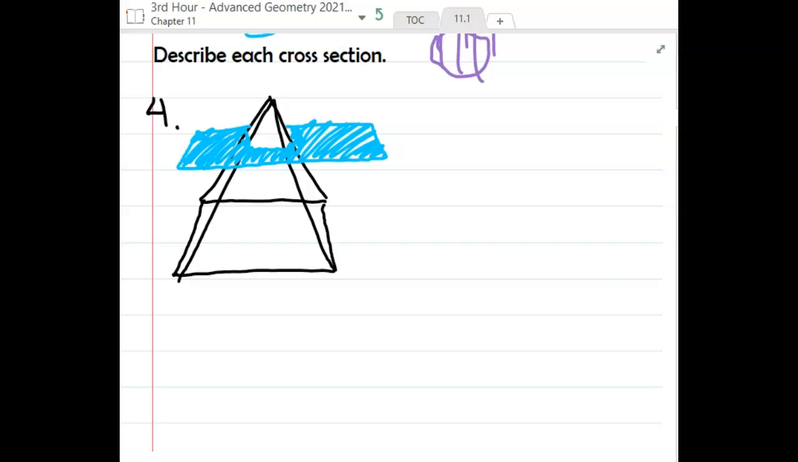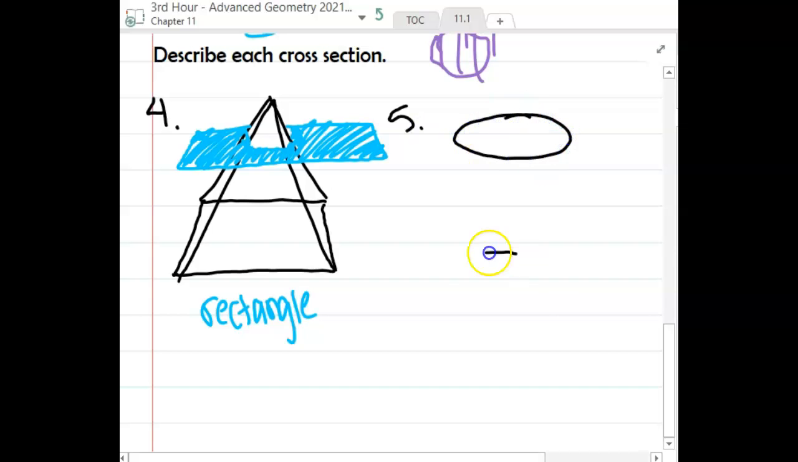So if I were to just chop that off and then lift it up, what kind of shape would that be? Rectangle. Just to be safe, let's call it a rectangle. It might be a square, but to be safe, let's call it a rectangle. Unless you're 100% sure that all the sides are congruent, let's call it a rectangle. Okay, and then number 5, let's draw a cylinder. I'm a little bit better at drawing this one.